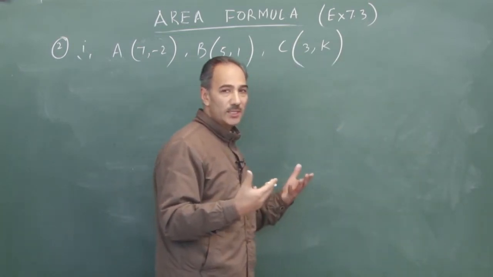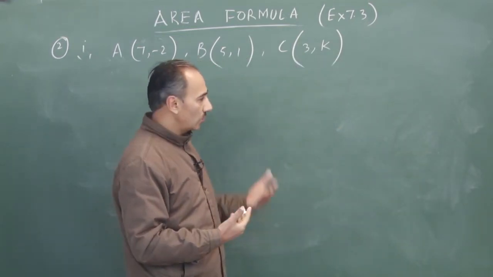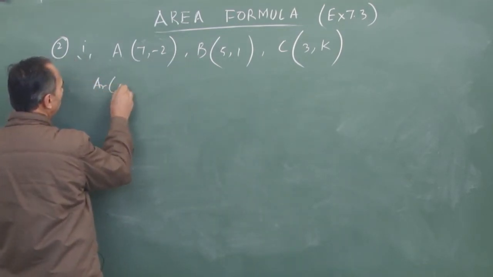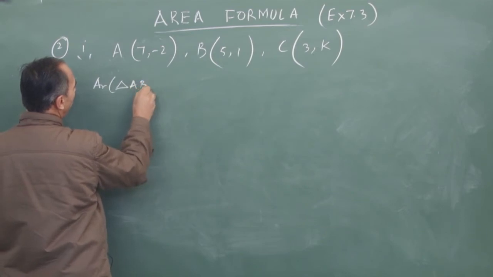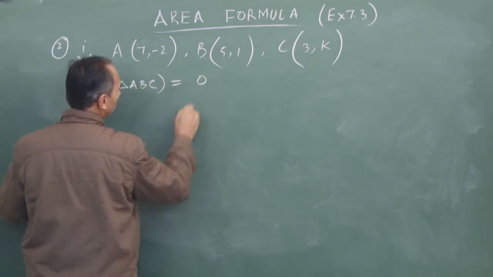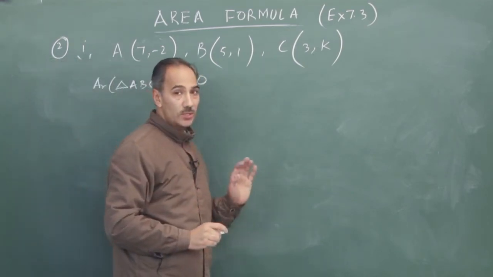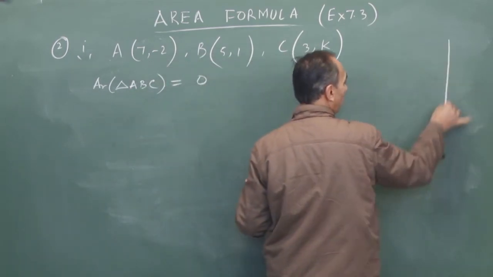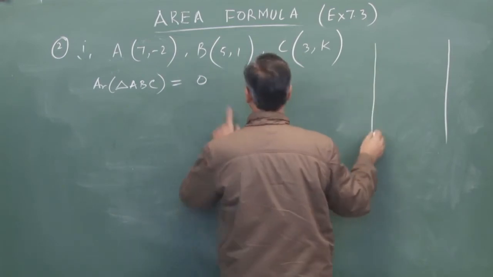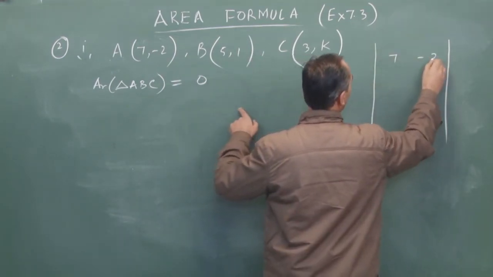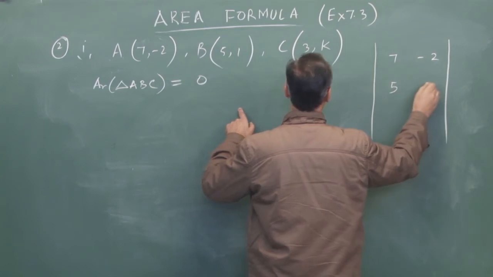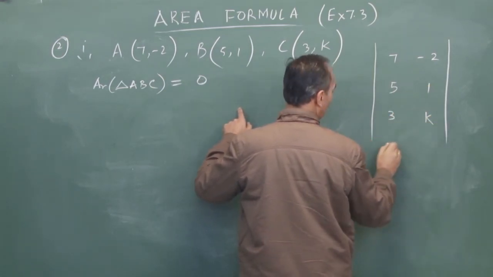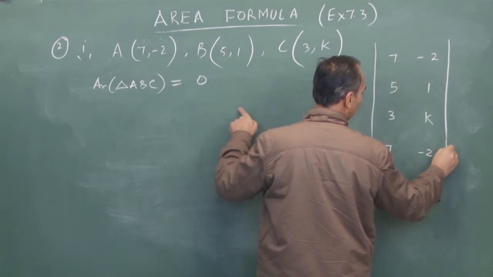So when you equate, you get an equation in terms of k, and solving that you will get the value of k. So area of triangle ABC is given to be 0. Why? Because points are collinear for a certain value of k. Apply the column method. Coordinates of A is 7, minus 2. Coordinates of B 5, 1. Coordinates of C 3, k. Again coordinates of A 7, minus 2.